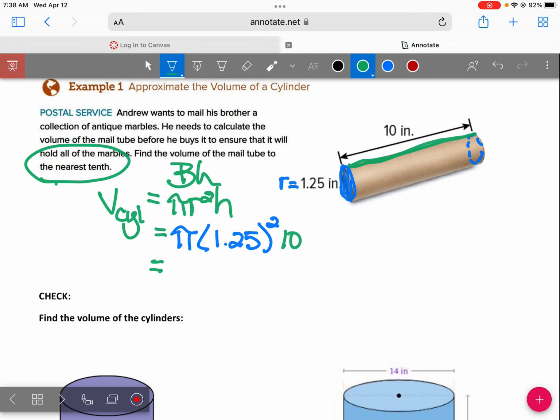What do you get? Jewels? Put the phone away. Do you have a calculator?